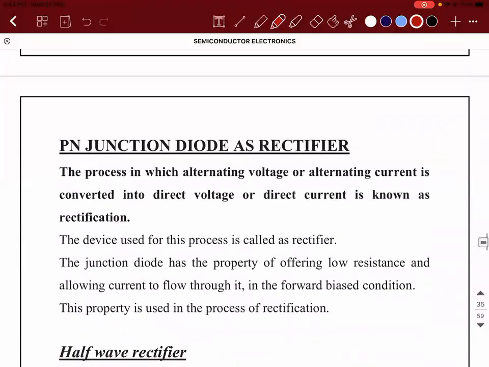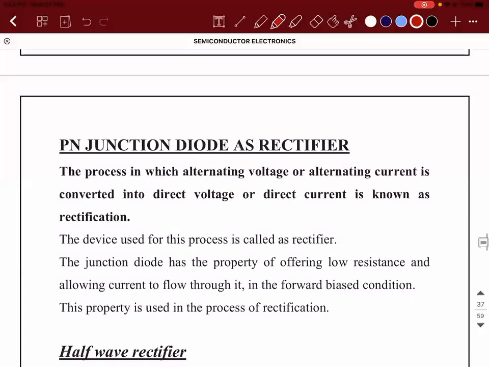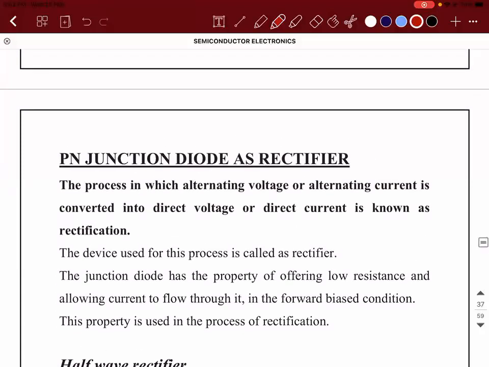Now comes an important question. We understood that a PN junction diode can behave as a conductor as well as an insulator. Can this property be used in real-time applications? That is what we need to know. The first application of a PN junction diode is a device called a rectifier.